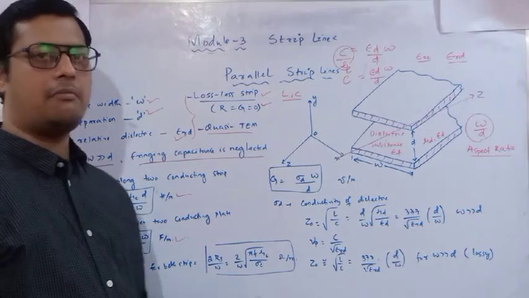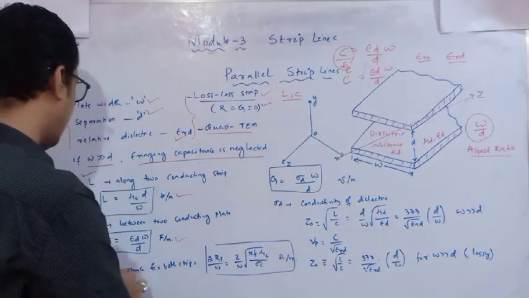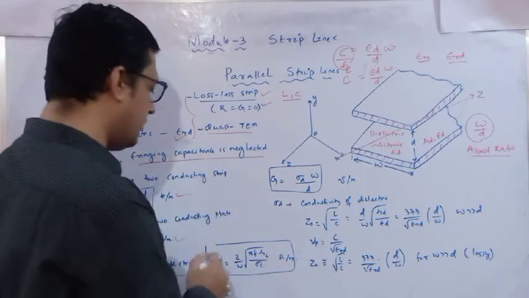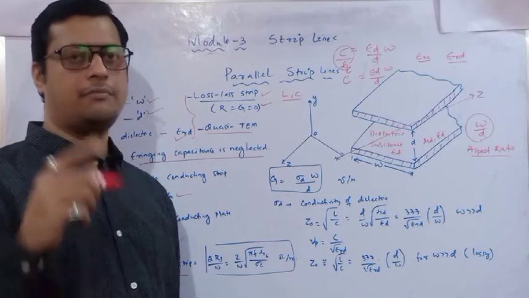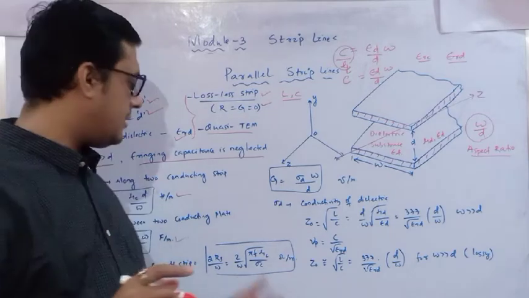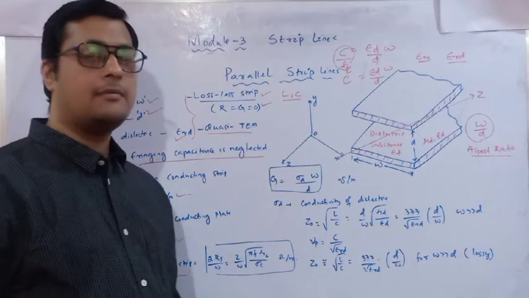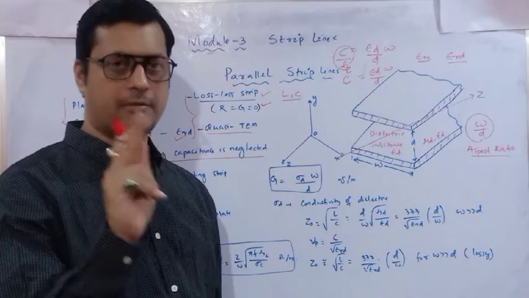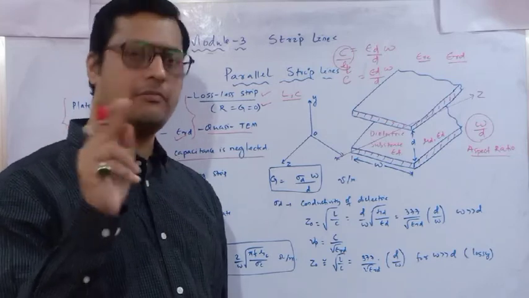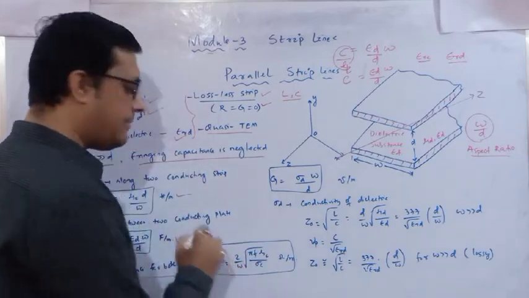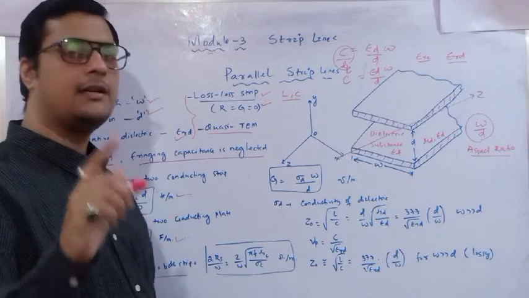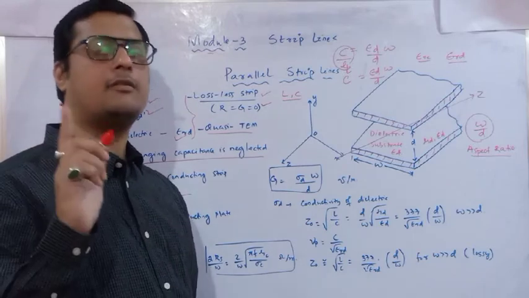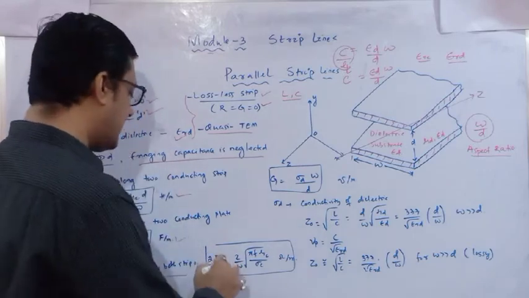Then what are the values of R and G? R is equal to the resistance of both the strips, so it is twice Rs by W. If it is only one strip, it is Rs by W. Why? Because it is the surface resistance of a strip divided by the width for one strip. Here two strips are there, so we have to multiply by 2. So 2 into Rs by W per unit length. Rs unit is ohm, width unit is meter, so it is ohm per meter. So it is twice Rs by W.